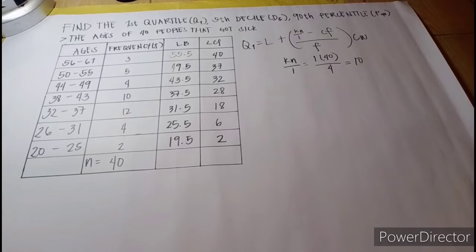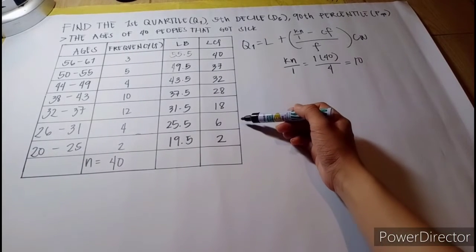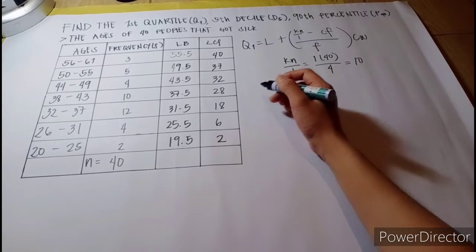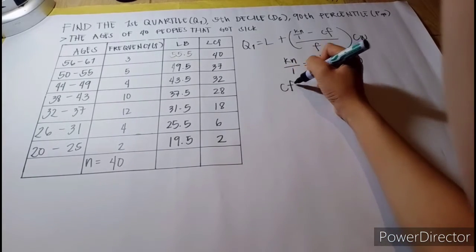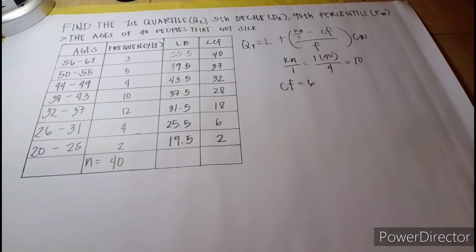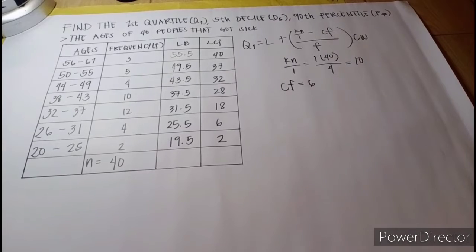The cumulative frequency is the one preceding, or before, the class we identified earlier. So it is before the frequency class. It means that our cumulative frequency is 6 because it is preceding. So this is the class. So CF is 6.